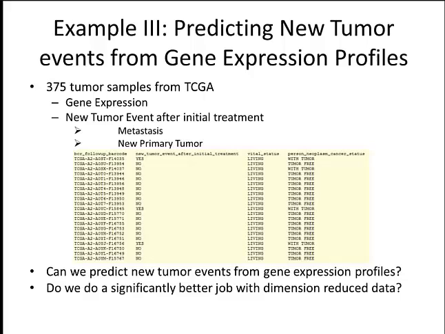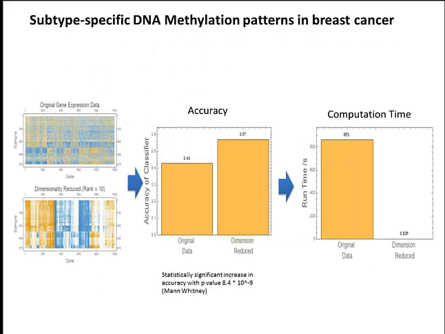Here's another example where I try, from gene expression, to predict whether a patient will experience a new tumor event, either a metastasis or a new primary tumor, for example. I can do this on original gene expression data and reduced gene expression data, and we see the same sort of thing. We get a gain in accuracy. And here we've got a much more dramatic difference in computational time. We've got 3 orders of magnitude here. So it's actually 1,000 times faster while being more accurate.